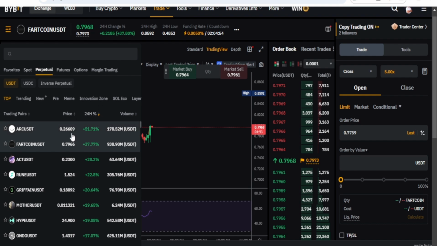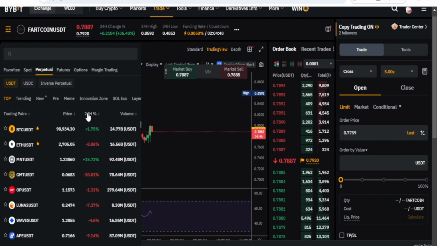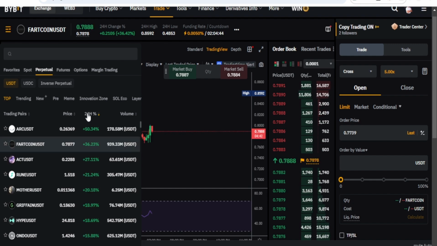Okay, so once I click on it again, it gives me top gainers, and then when I click on it again, it will give me top losers. All right, then when I click on it again, it will just give me the ranking from BTC down. All right, then again it gives me top gainers.